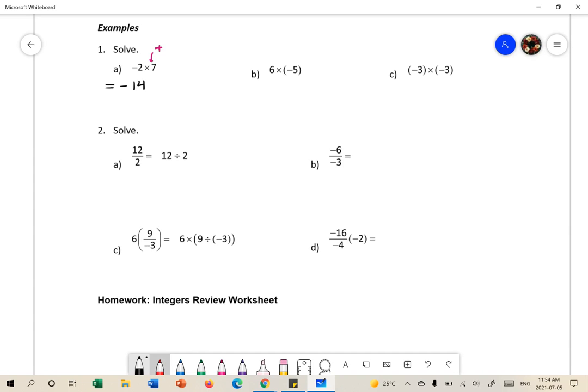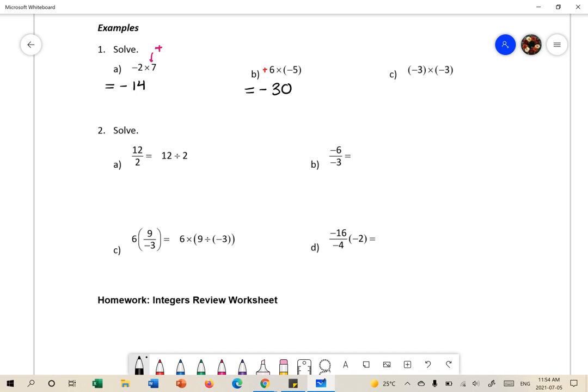Next, this 6 has an invisible plus sign in front of it, or positive sign in front of it. We're multiplying it by a negative. So positive times a negative is going to give us a negative value. 6 times 5 is 30.